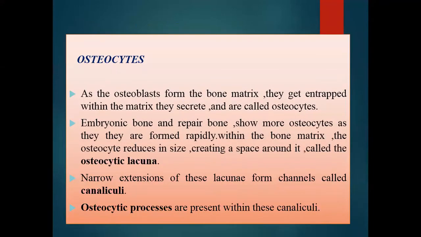Next are osteocytes. As the osteoblasts form the bone matrix, they get entrapped within the matrix. The cells they become are called osteocytes. Embryonic bone and repair bone show more osteocytes, where they are formed rapidly within the bone matrix. The osteocytes reduce in size, creating a space around them called the osteocytic lacuna.